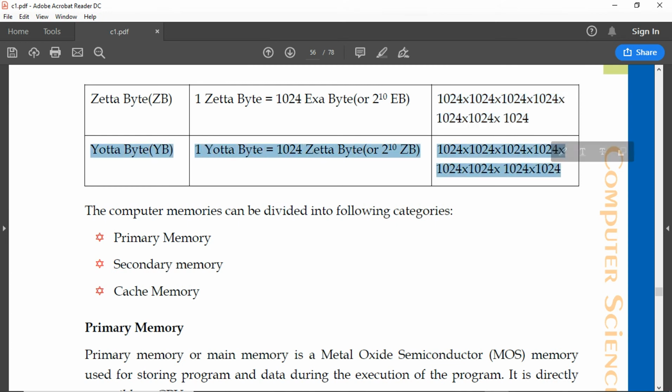Yottabyte, YB, 1 yottabyte equals 1024 zettabytes, or 2^10 ZB.